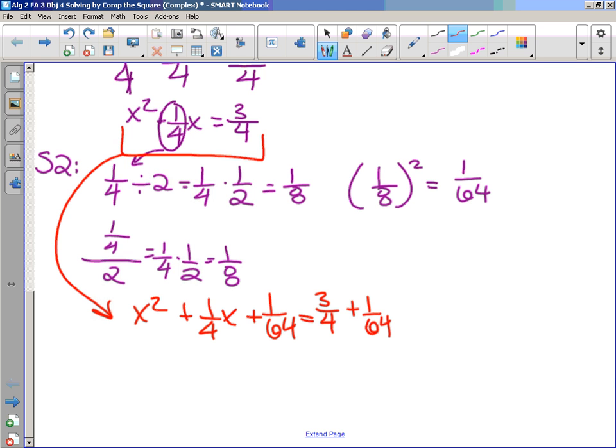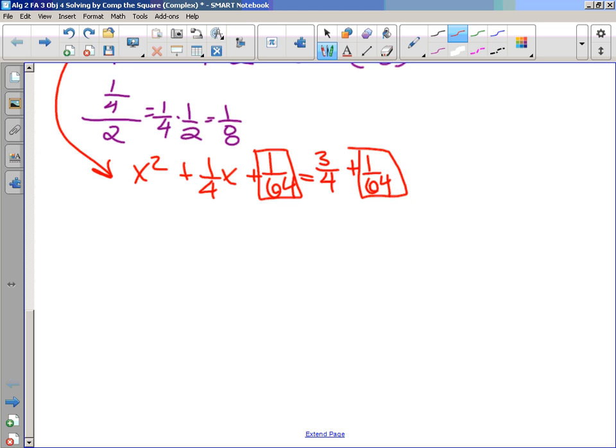So as you can see, what I kind of have boxed here in red, it's the same equation, but now I've added this magic number. At least that's what I like to call it. It's a magic number to both sides. Now we're going to factor.